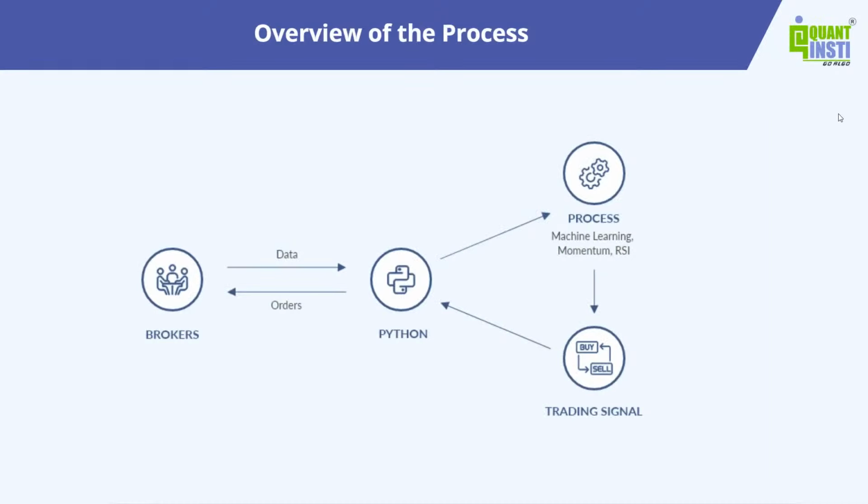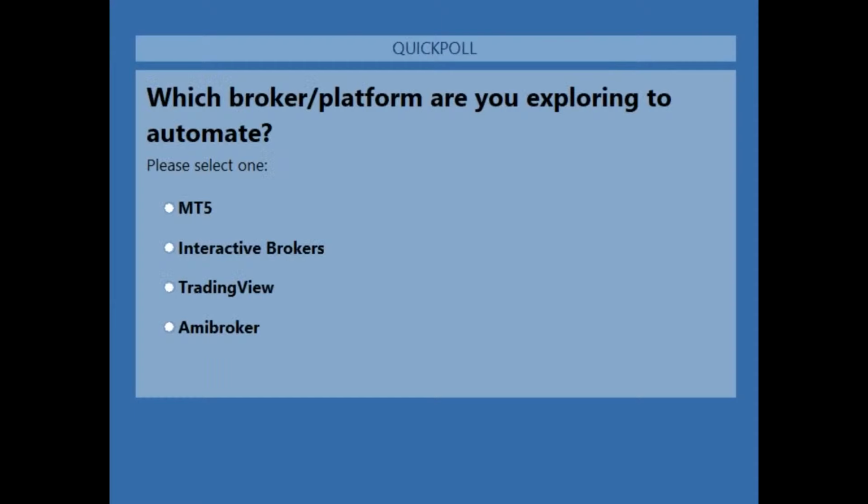to understand what kind of trading platform or broker you're exploring. And post that, we would start with an example. You can see one more poll on the screen. The options are MT5, Interactive Brokers, TradingView, and Amibroker.